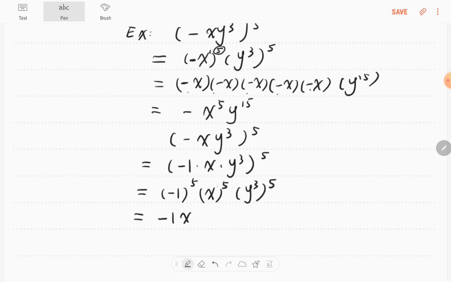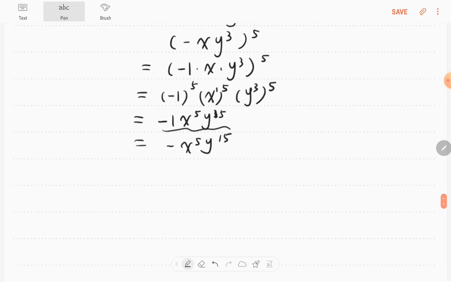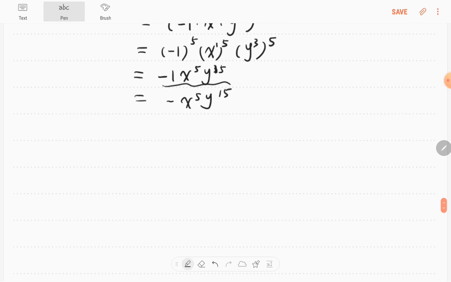And remember, this is x to the first. So the exponent for x is just 1. So 1 times 5, we will get 5. And for the y term, 3 times 5, we will get 15. Okay, so if you want, you can just keep the answer like that, or you can write it like this. Okay, so this is called the power of a product rule.